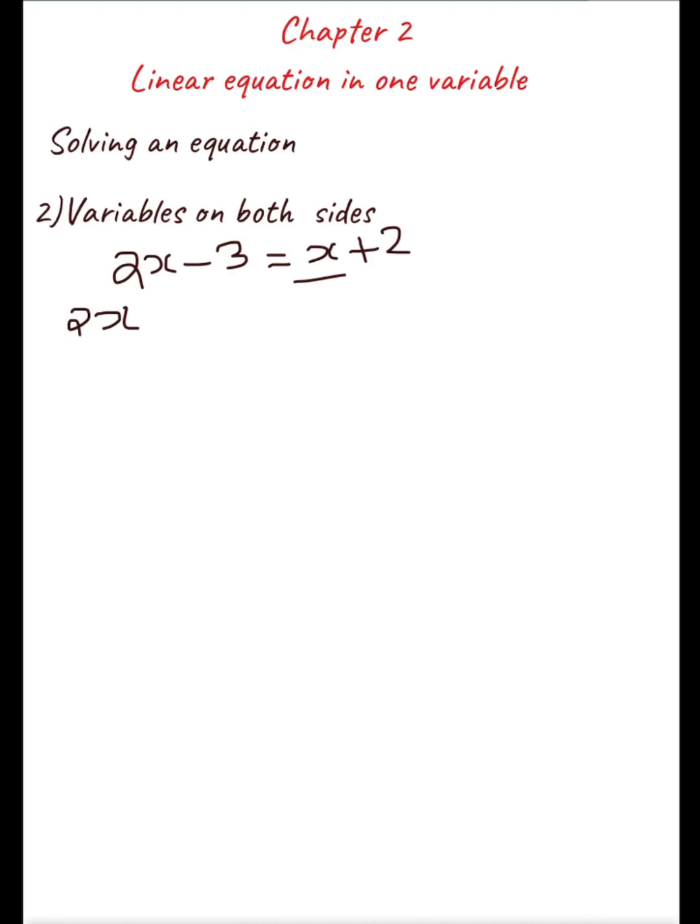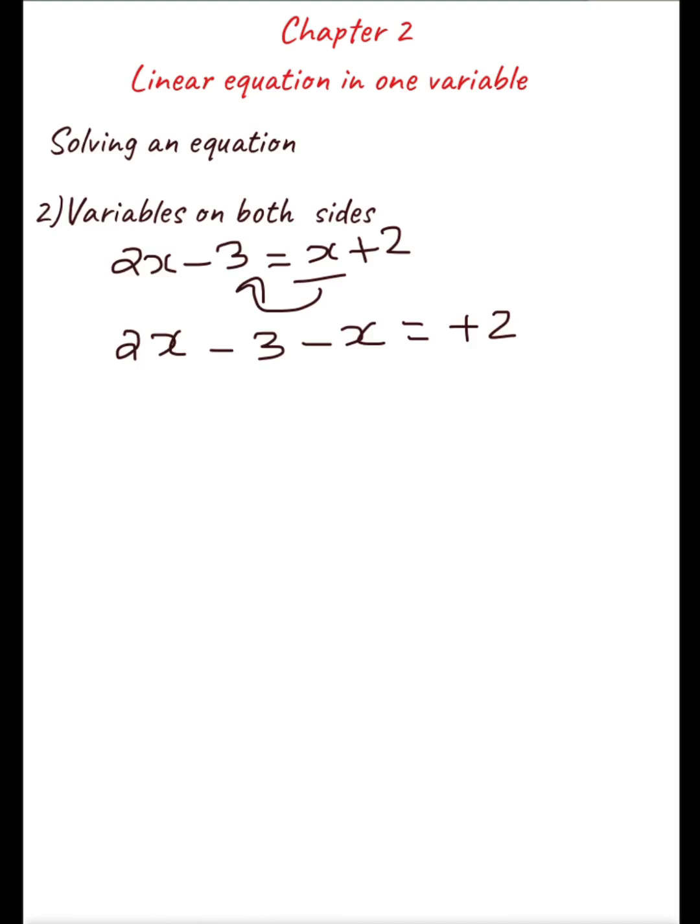That is, to the LHS. This x is already having a plus sign. No sign means plus. So when it comes to the left hand side, it will turn into a minus sign. That means 2x minus 3 minus x equals, what is remaining there? Only plus 2. So 2x minus 3 minus x equals plus 2. Why minus x? Because x has come to the left hand side, so it will be minus x.